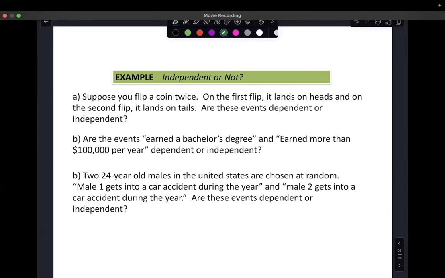Are the events earned a bachelor's degree and earned more than $100,000 per year dependent or independent? Dependent, right? Because you're more likely to earn more than $100,000 per year if you have a bachelor's degree, unless you're a teacher. But yeah, you're more likely. It definitely helps. Okay. Two 24-year-old males in the United States are chosen at random. Male one gets into a car accident during the year, and male two gets into a car accident during the year. Are these independent or are they dependent?